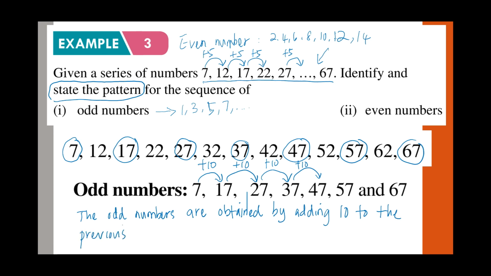Okay, the most important thing is that you know how to describe this part by adding 10 to the previous number. You have learned all of this. Multiply how much to the previous number, divide how much with the previous number, and so on. You have learned this in the previous lesson. You got to apply this. Okay, the first part is done. We are entering the second part, the even numbers. From this list, you are going to identify the even numbers. Since you have circled all the odd numbers, the ones that are uncircled here are the even numbers, which are 12, 22, 32, and so on.